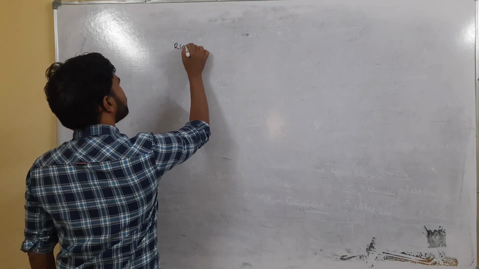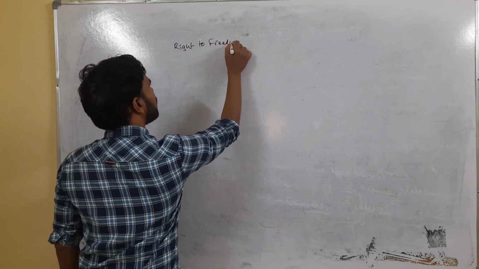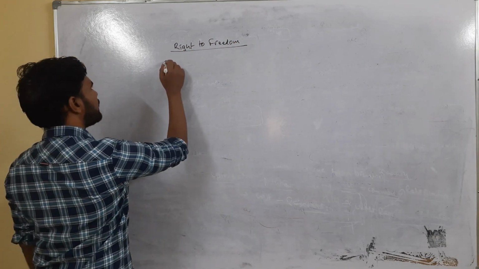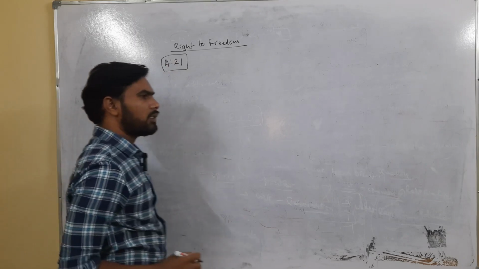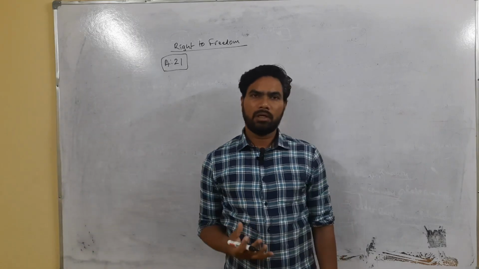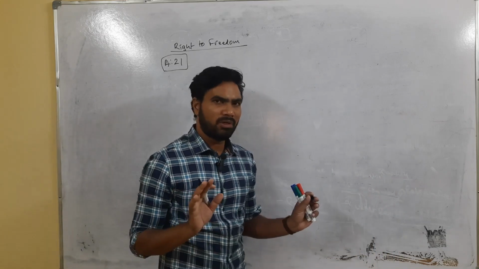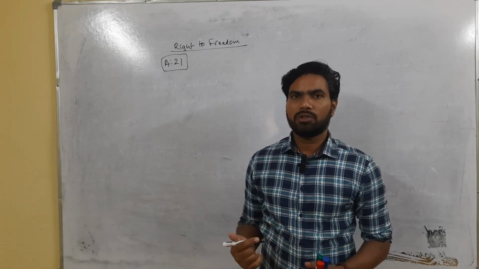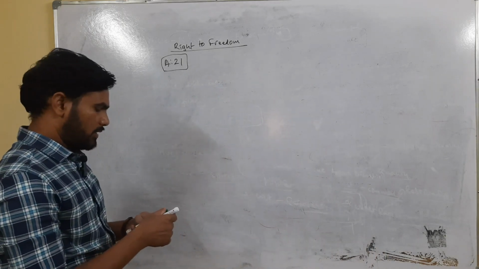Right to freedom. Within right to freedom, we will specifically discuss Article 21. Article 21 is an important article in the Constitution. According to me, it is the most important article mentioned in the Constitution of India. What is Article 21 saying?